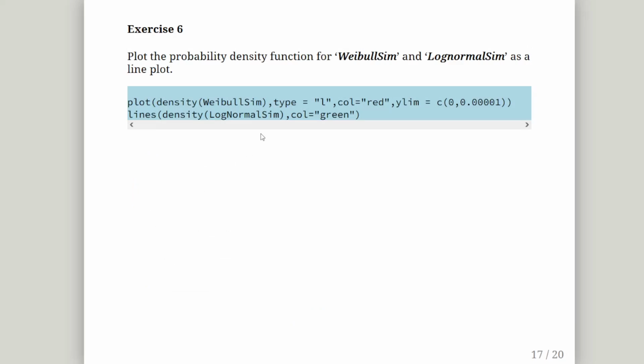So exercise 6, plot the probability distribution for Weibull sim and log normal sim as a line plot. So I'll just start with density of Weibull sim. That's a line plot. I'm going to color it in red and I am going to set y limits from 0 to 0.0001. What I'm going to do beyond that is superimpose the similar density plot for log normal sim, just put it in green.